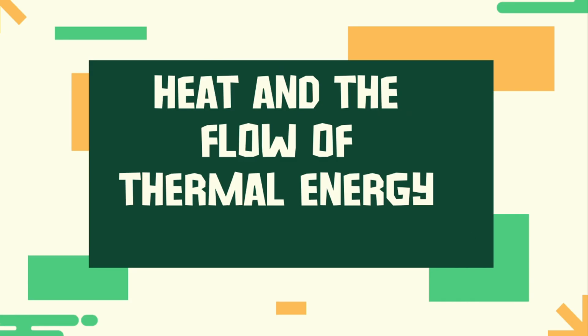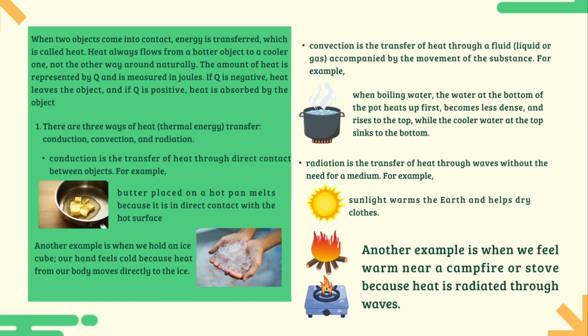Next, heat and the flow of thermal energy. Okay, when two objects come into contact, energy is transferred, which is called heat. Heat always flows from a hotter object to a colder one, not the other way around. Naturally, the amount of heat is represented by Q and is measured in joules. If Q is negative, heat leaves the object, and if Q is positive, heat is absorbed by the object.